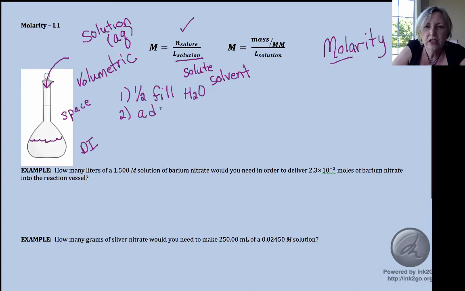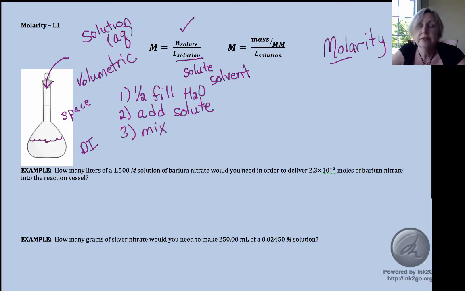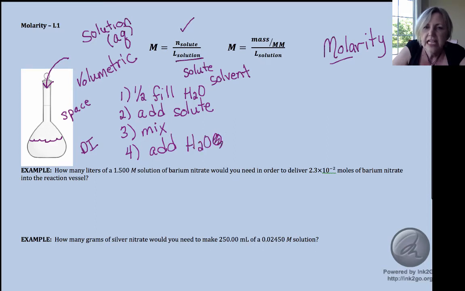Two, I would add my solute. And then three, I would mix. You could just grab the top of it and swirl it really well, or you could use a stir bar and a magnetic plate to make that stir bar go round and round, which is lots of fun. And then you want to very carefully add water until the bottom of the meniscus is on the line. So you see that line there? You would want the bottom of the meniscus on that line.